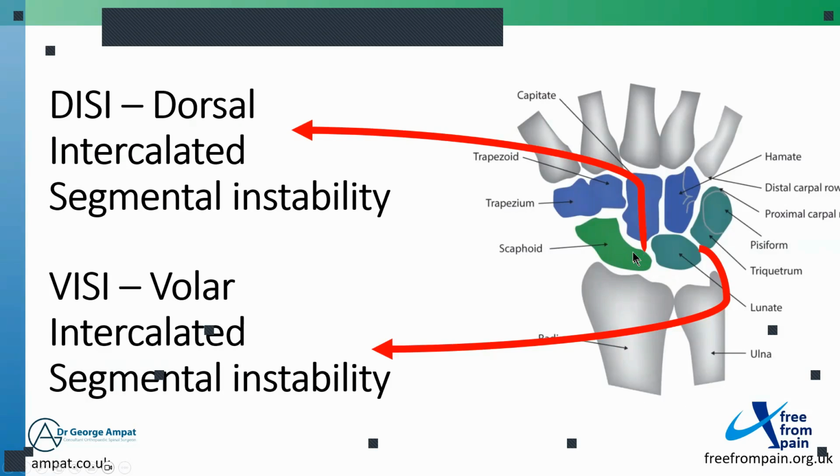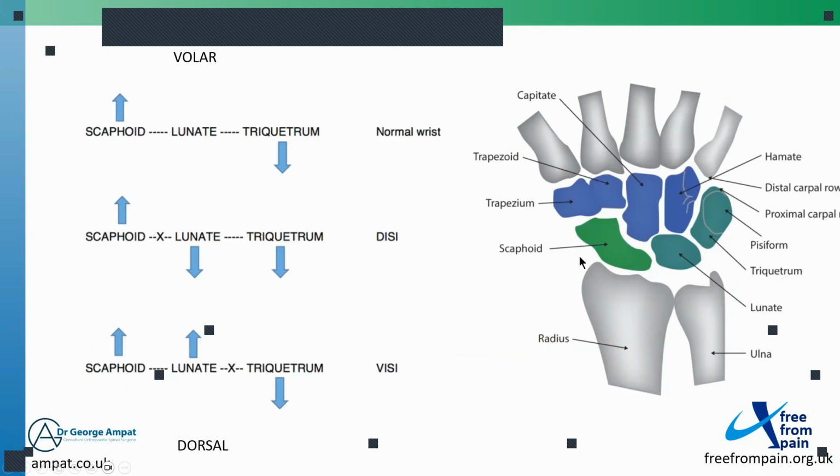So that is why we need to keep them in a cast, even if there is only a suspicion, and then re-x-ray them again. But sometimes you fall on the wrist, you don't see a fracture, but they still continue to have pain. It is possible they have this ligamentous injury, the dorsal intercalated segmental injury, and these ligaments are gone. And that is why that instability occurs.